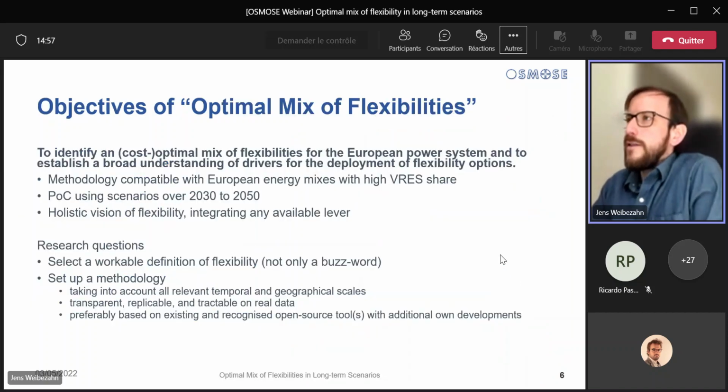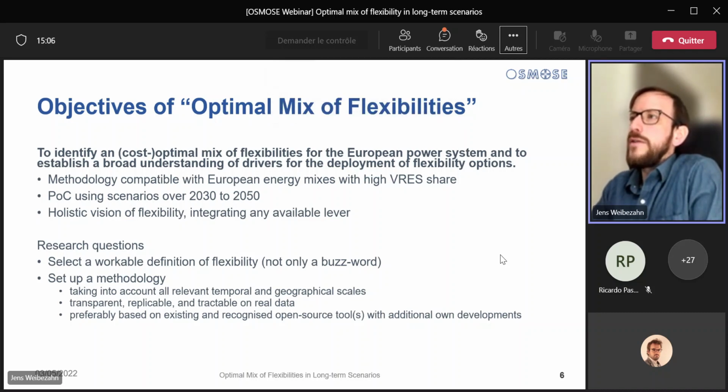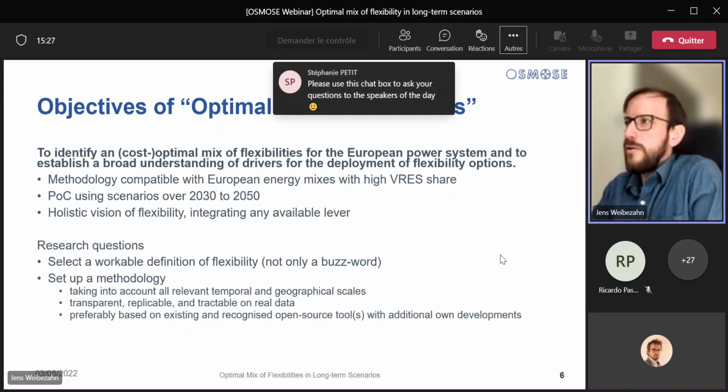So now looking at this first work package that we called boldly optimal mix of flexibilities, we had the objectives to, first of all, identify a cost optimal mix of flexibilities for the European power system. And here we wanted to especially focus on energy mixes with a very high share of variable renewable energy sources. And we looked at scenarios for 2030 and 2050 in a holistic vision of flexibility. So we wanted to look at any available lever we could think of.